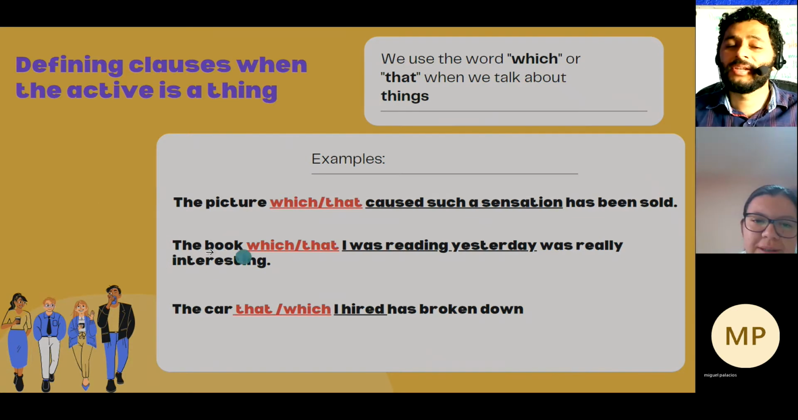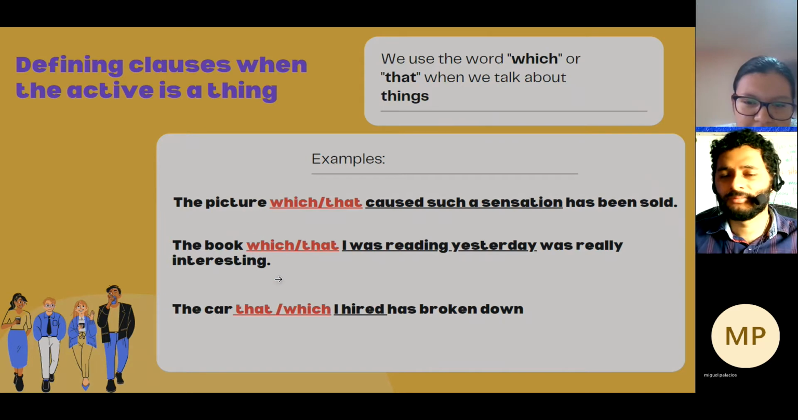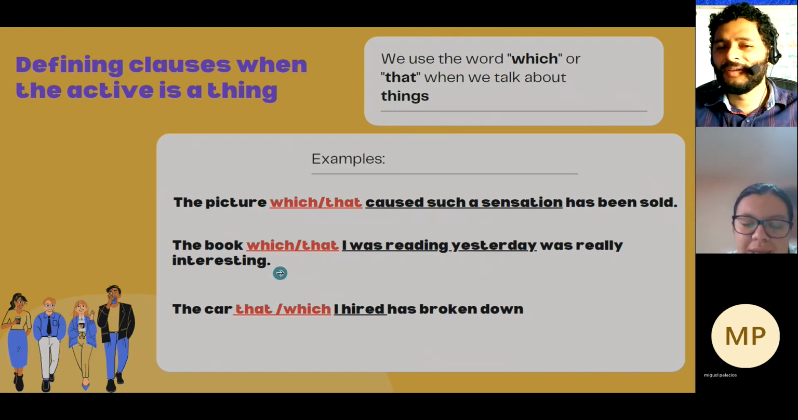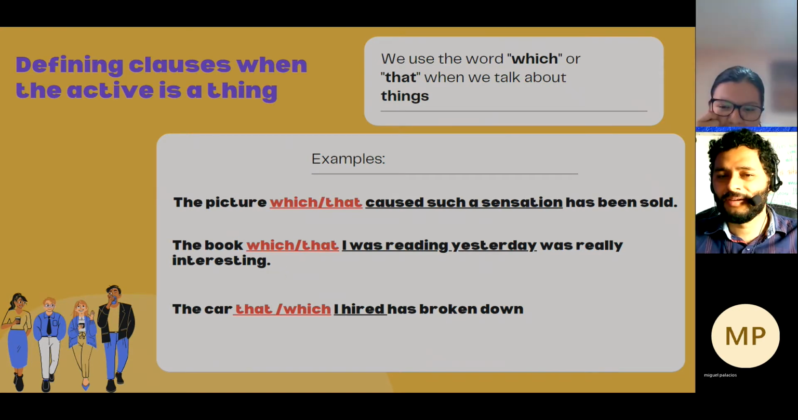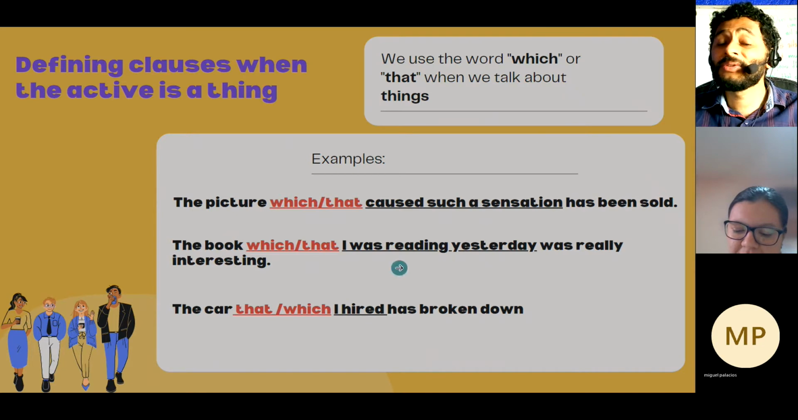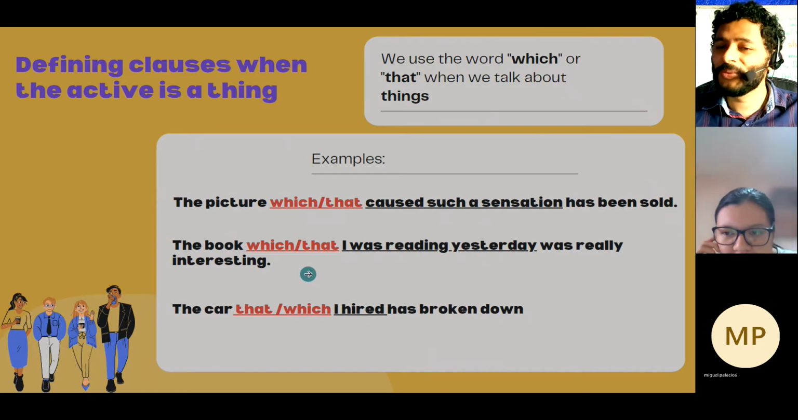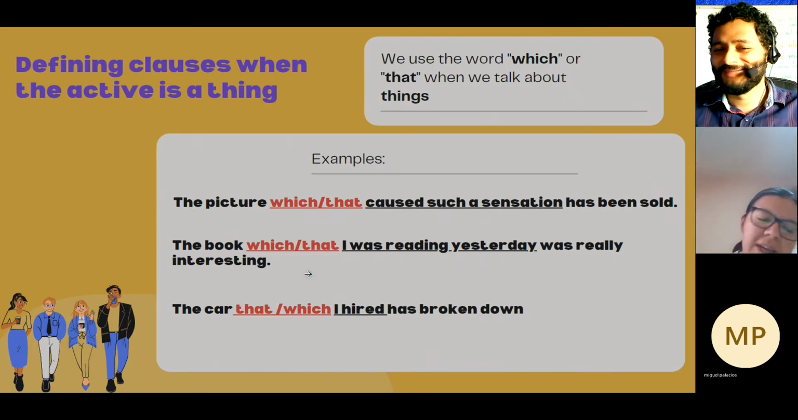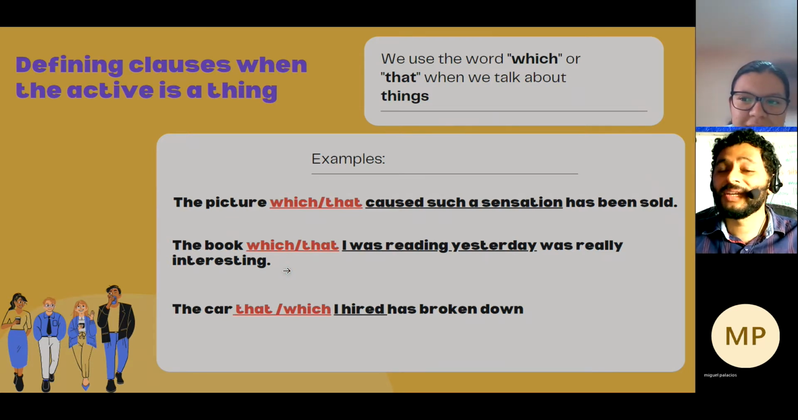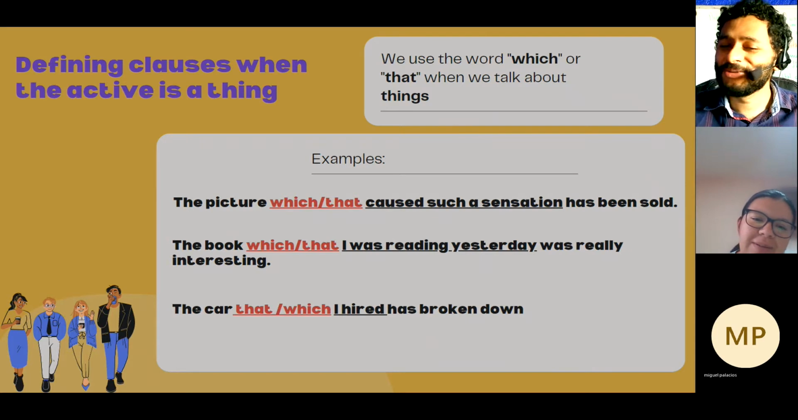Okay, so how would you read number two? The book that I was reading yesterday was really interesting. Exactly. So what do you understand? El libro que estaba leyendo ayer estaba realmente interesante. Exactly. So you can say the book that I was reading yesterday, or what is the other option? The book which I was reading. All right, the book which I was reading, but you have another.